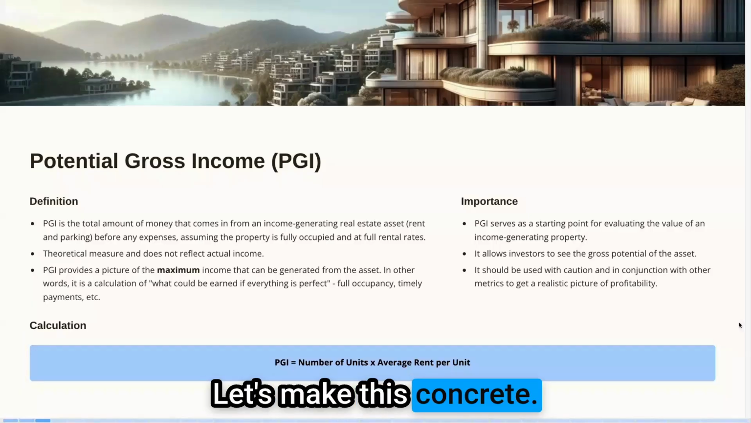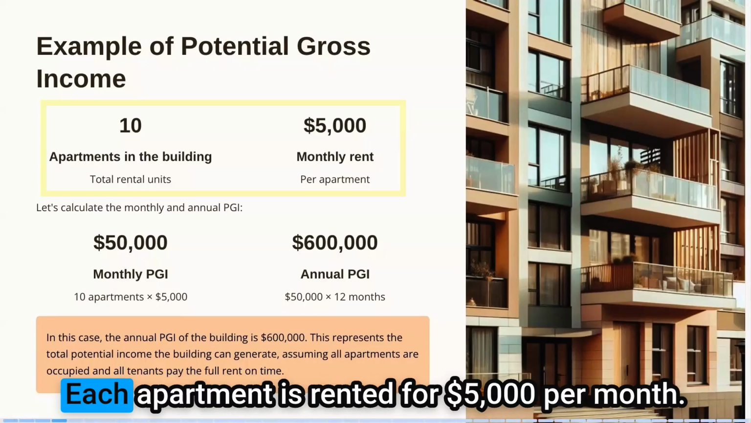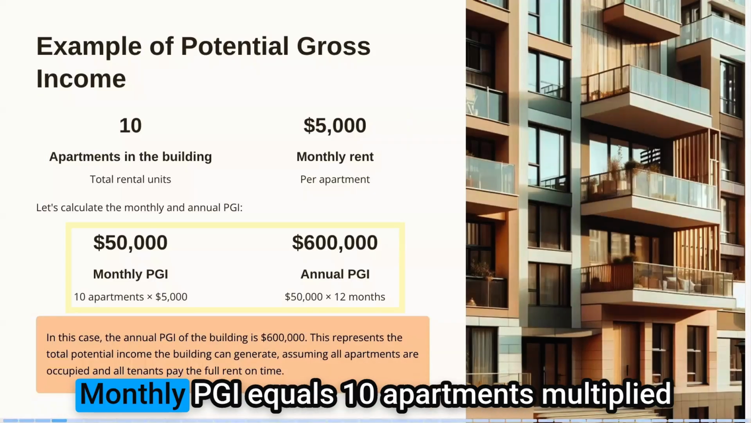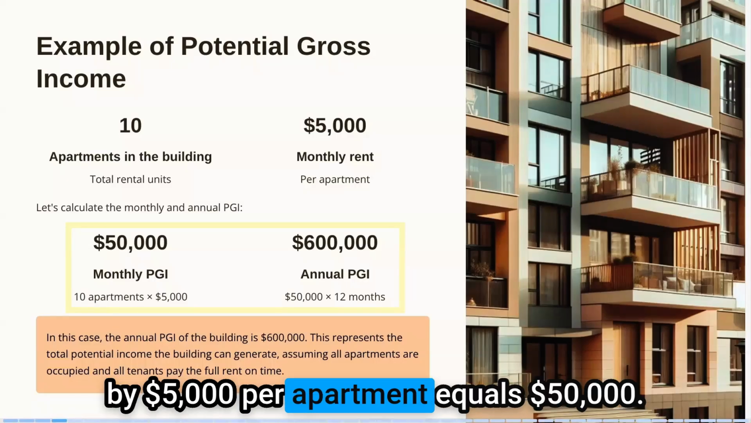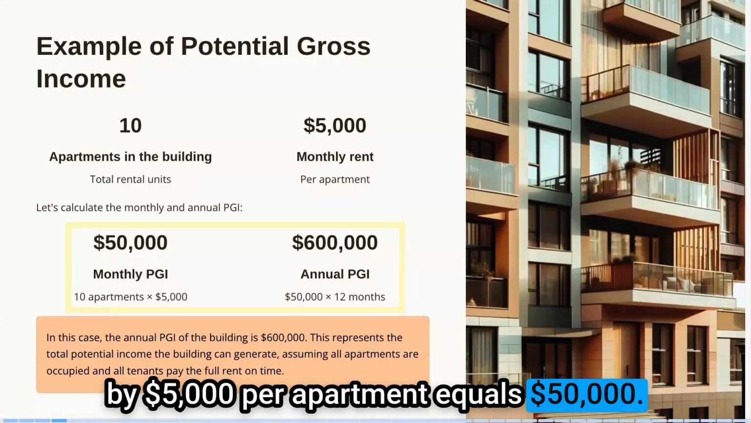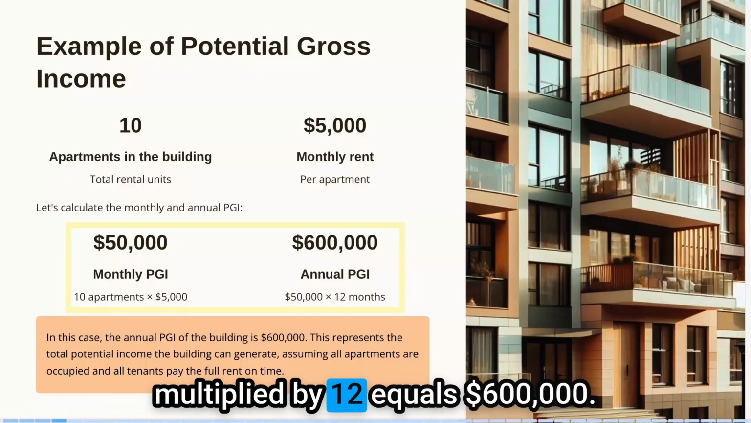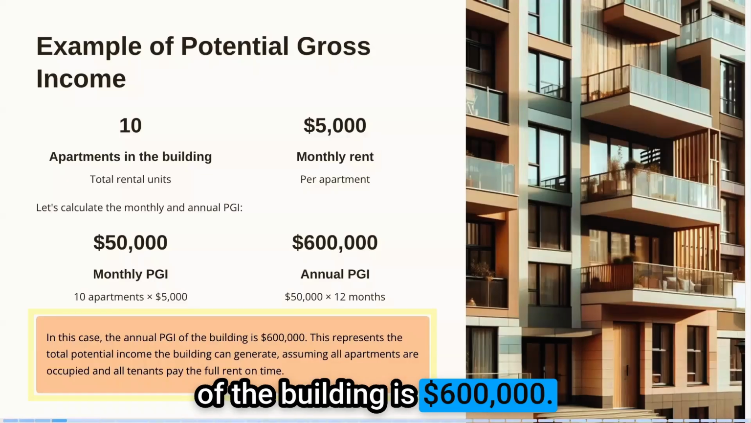Let's make this concrete. Assume we have a residential building with 10 apartments. Each apartment is rented for $5,000 per month. Let's calculate the monthly and annual PGI. Monthly PGI equals 10 apartments multiplied by $5,000 per apartment equals $50,000. Annual PGI equals $50,000 multiplied by 12 equals $600,000. So in this case, the annual PGI of the building is $600,000.